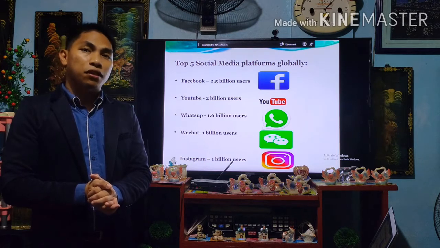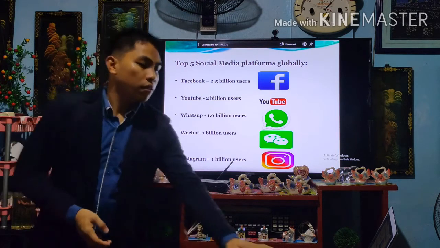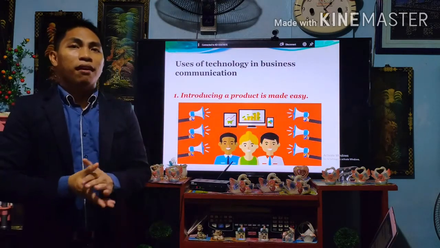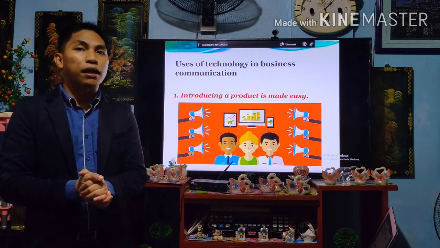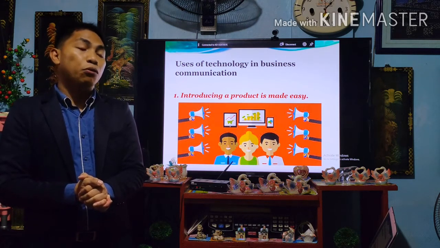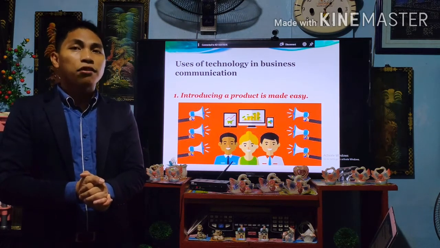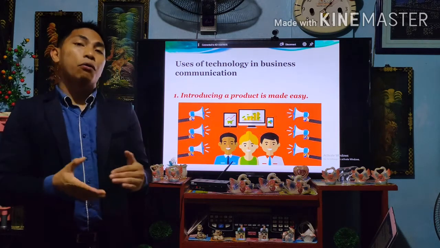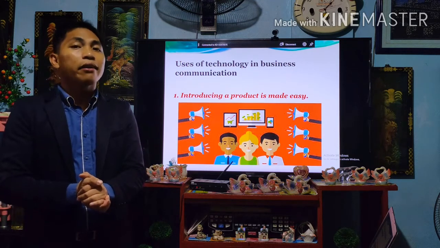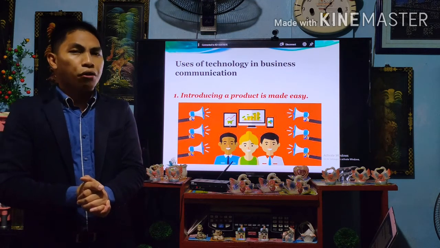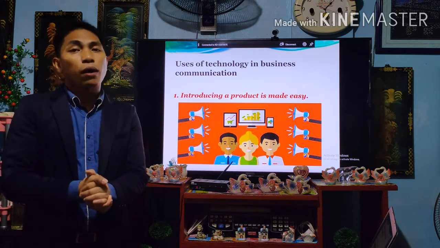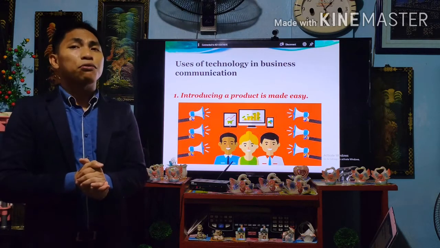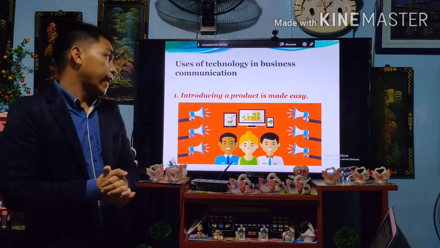The following are among the uses of technology in business communication. Of course, number 1 is introducing a product is made easy. Gone are the days wherein business firms had to spend a lot of money on door-to-door marketing, which takes so much time to gain profitability. Today, technology has made this business process simple and easy. As you have noticed, when you watch videos on YouTube or Facebook or any social platforms, there are inserted videos of products or services. Or even when you scroll down your Facebook wall or any website, you could see several advertisements attached in the page. It made it easier for them to reach multiple numbers of consumers in just one click away.